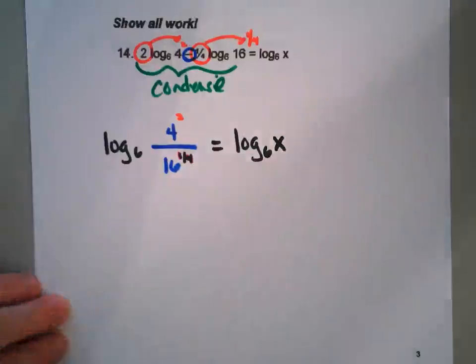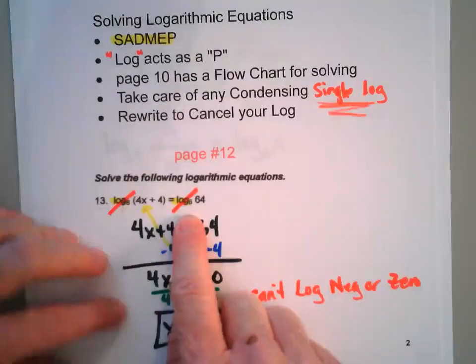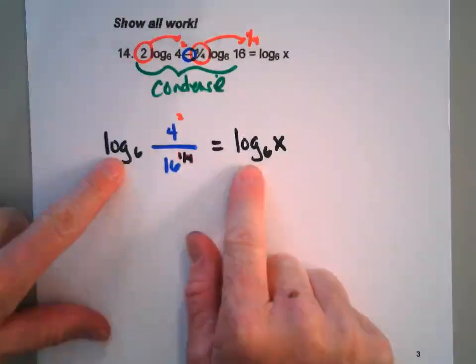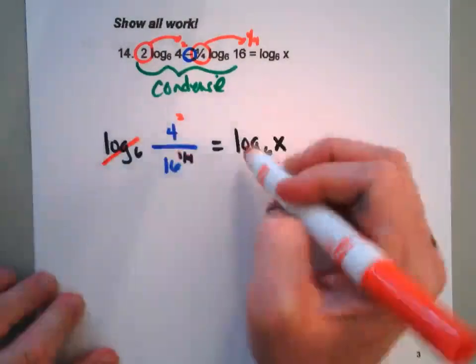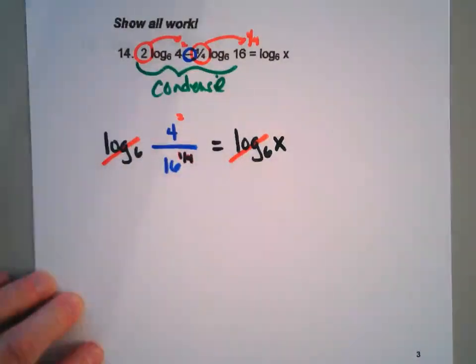All right, so think back to the previous problem. You had log base 6's on both sides. They canceled each other out. We have log base 6's on each side, so again, we have cancellation of the log base 6's, and the 6 goes too, not just the log, but the 6.